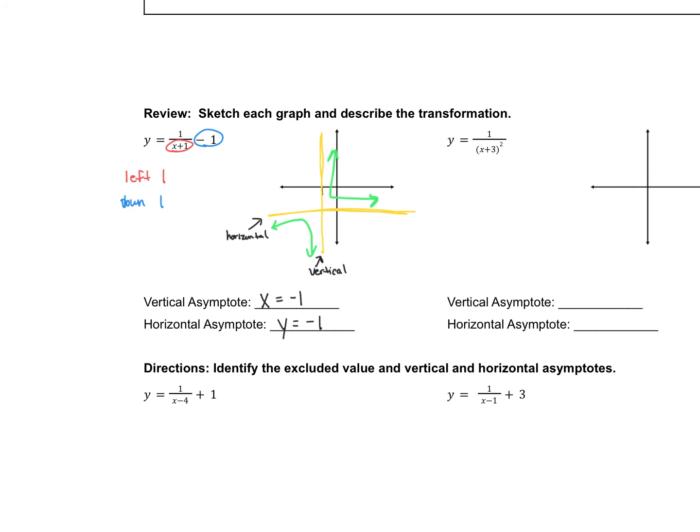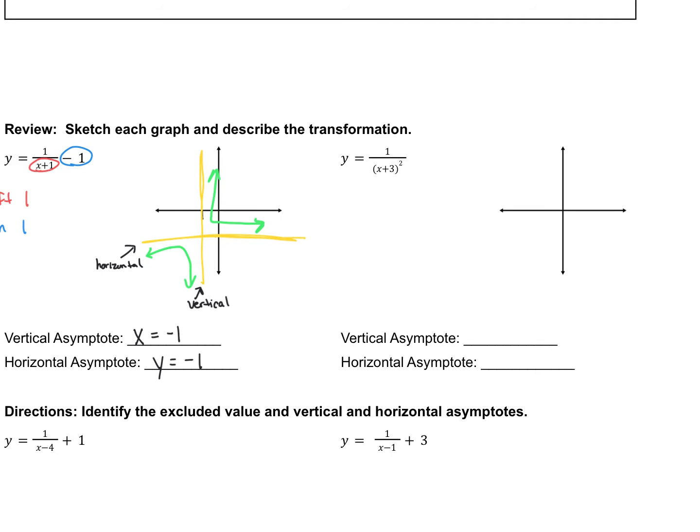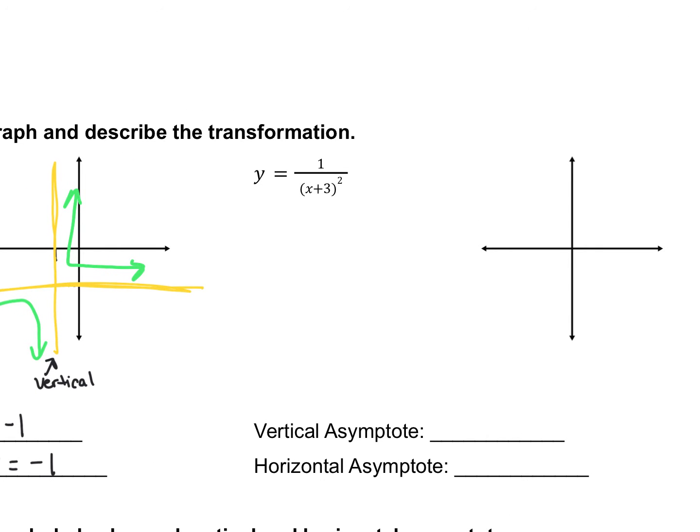Okay. For the second one, we want to look at this x plus 3. Look at what's behind here. If there was nothing, remember that was plus 0. And this time, we have a squared, so that does change how our graph is shaped. So let's do our marks first.